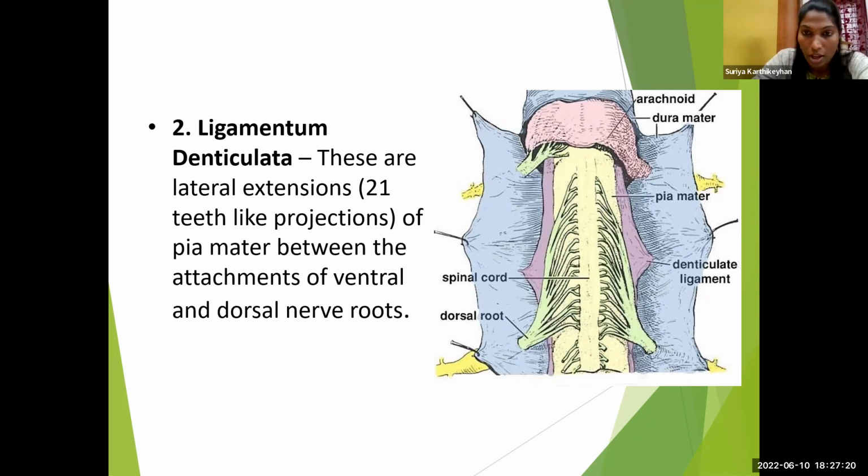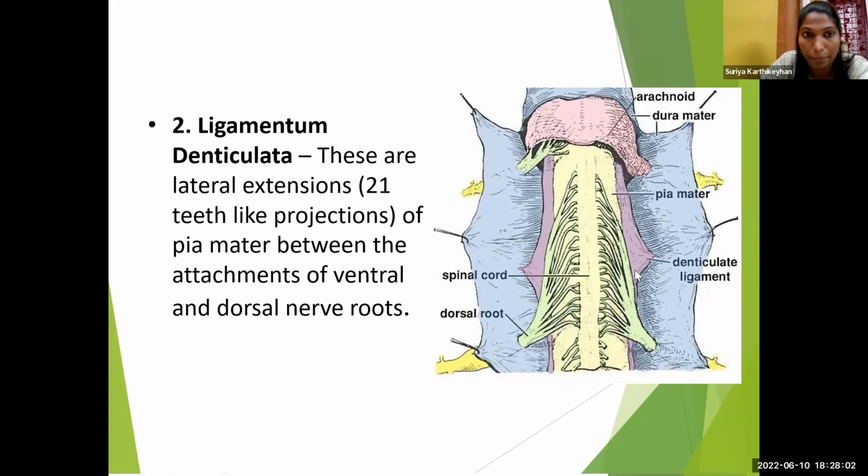So we want to see about the ligamentum denticulata. What is ligamentum denticulata? It is a modification of pia mater. Denticulata means tooth-like projections. Where are these tooth-like projections present? It is between the dorsal root and ventral root. The spinal nerves have a dorsal root and ventral root, and between these two, we'll be having a tooth-like projection. There are around 21 teeth-like projections. They are called ligamentum denticulata or otherwise denticulate ligament. This purple color teeth-like projection between the roots is the denticulate ligament.